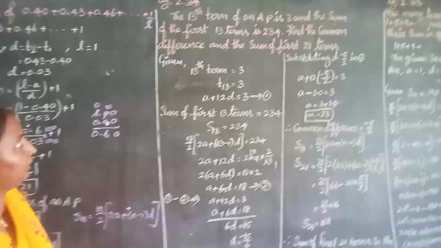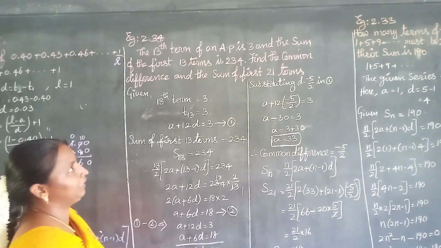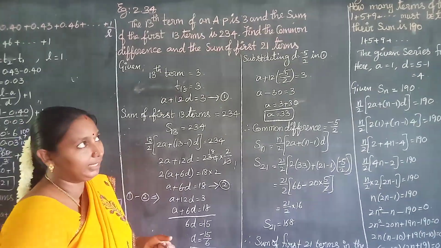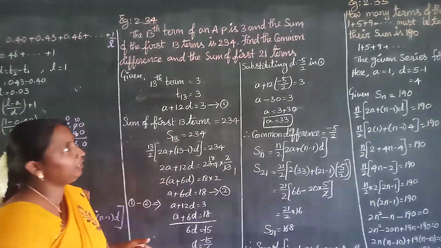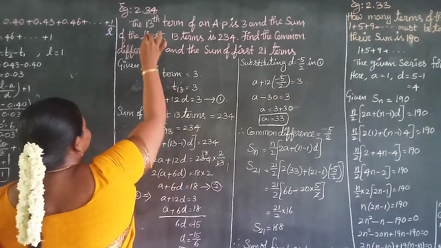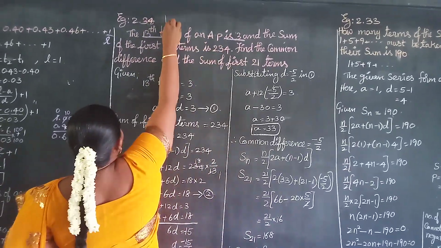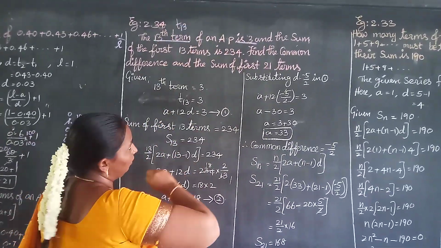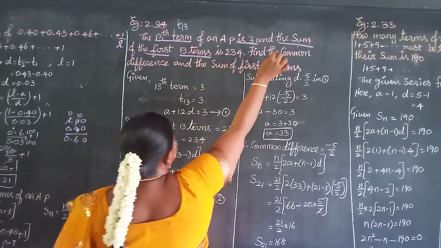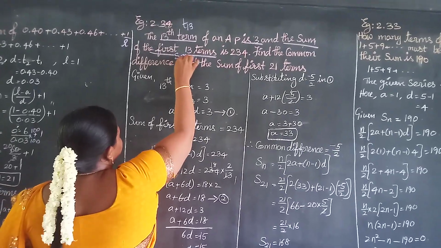Move on to next example 2.34. The 13th term of an AP is 3 and the sum of the first 13 terms is 234. Find the common difference and the sum of first 21 terms. So they have given the 13th term of an AP. 13th term means T13. Okay. Next, the sum of first 13 terms. Sum of 13 terms means it is S13.